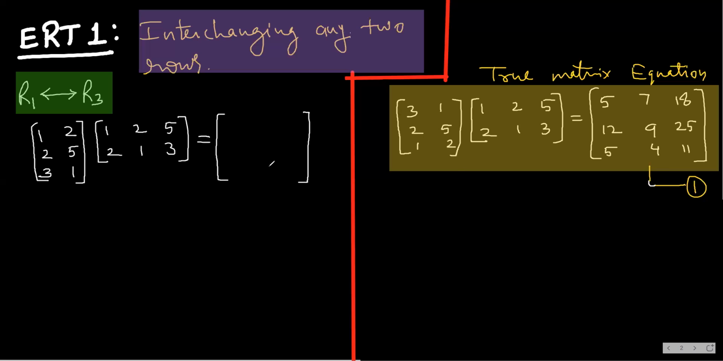So when I do that, see what I get. Where you have R1, now you will write R3. And where you have R3, you will write R1. So you will write here 5, 4, 11 and here you write 5, 7, 18. What about R2? R2 you do nothing. It is 12, 9 and 25.